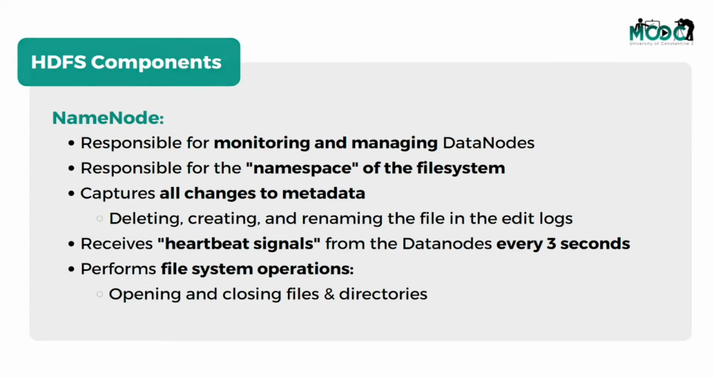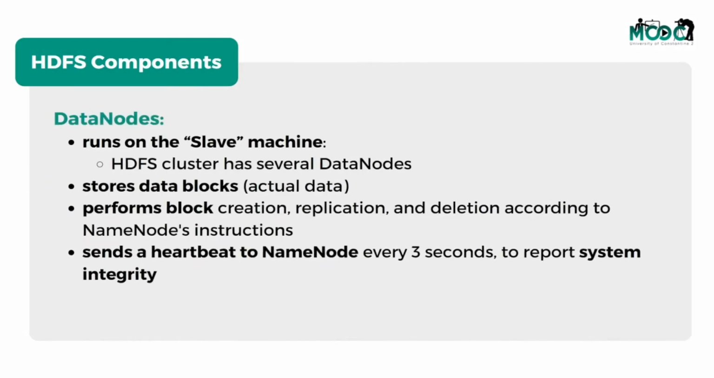Now we move to the data nodes. A data node runs on a slave machine. So a typical HDFS cluster has several data nodes. In fact, data nodes store data blocks, the actual data. Data nodes perform block creation, replication, and deletion according to name node instructions. So every 3 seconds, by default, the data node sends a heartbeat to the name node in order to report the HDFS system integrity.